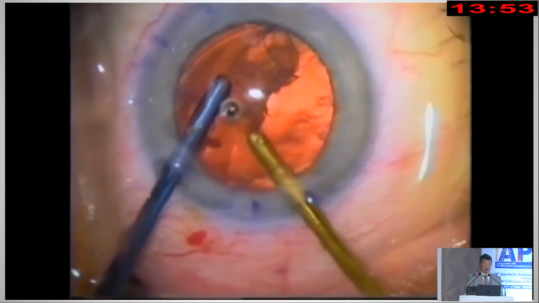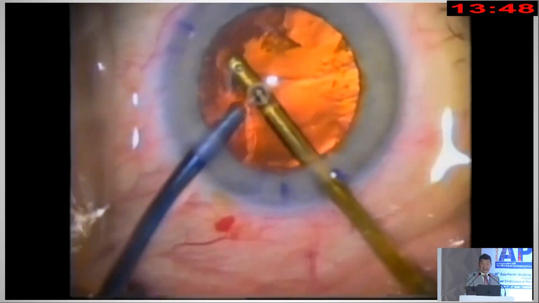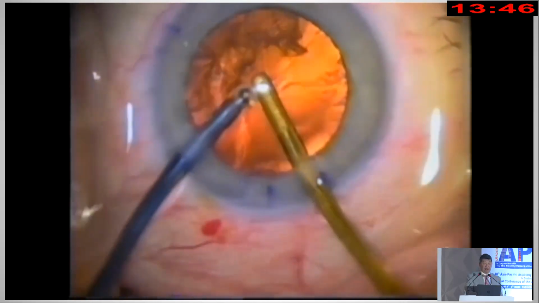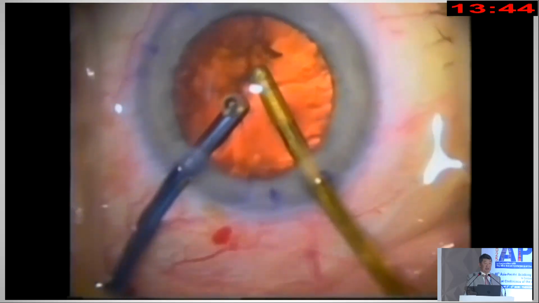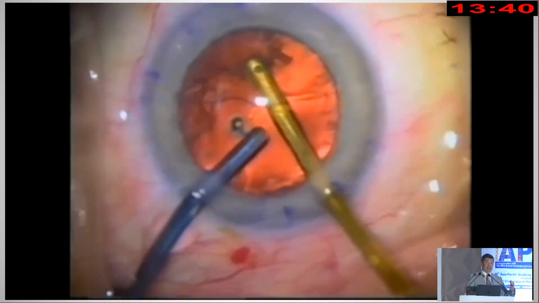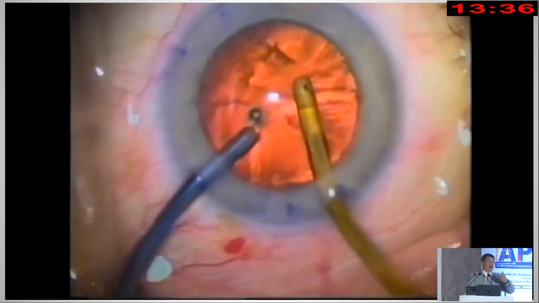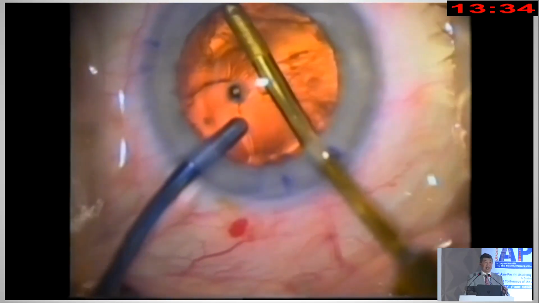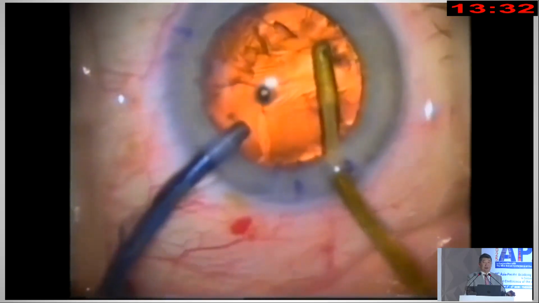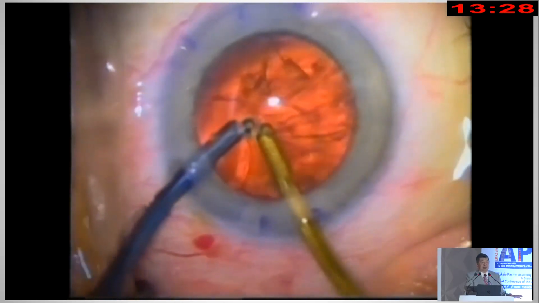And so now, not only have I trapped the cortex in the bag, but look what's happening when I strip the cortex. I'm stripping the zonules, what's left, everywhere else, because that CTR is transmitting the force of what I'm doing with my instrument to all 12 clock hours of the zonules, which are deficient. So the CTR works against you when the majority of the zonules are deficient.